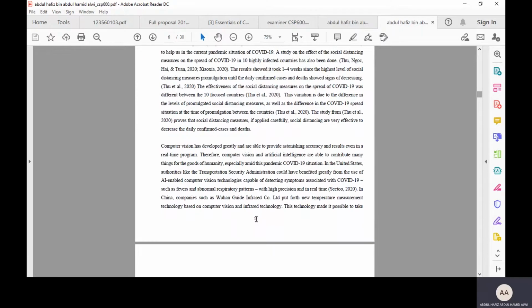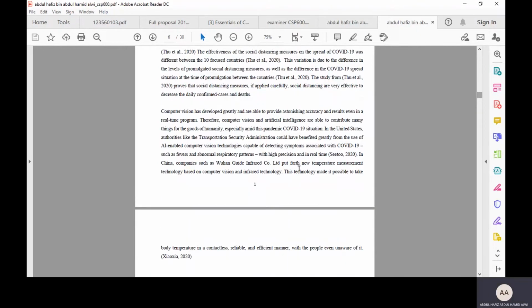because my title is computer vision, here I explain about computer vision. As we all know, computer vision has developed greatly and is able to provide astonishing accuracy and results even in real-time programs. Before this, we weren't able to do this effectively and efficiently, but since around 2010 to 2012 up to 2020, a lot of algorithms and model techniques have been developed. One of them for real-time tracking and detecting is You Only Look Once, the YOLO algorithm. YOLO is a very good innovation which enables many things to be done with computer vision right now.